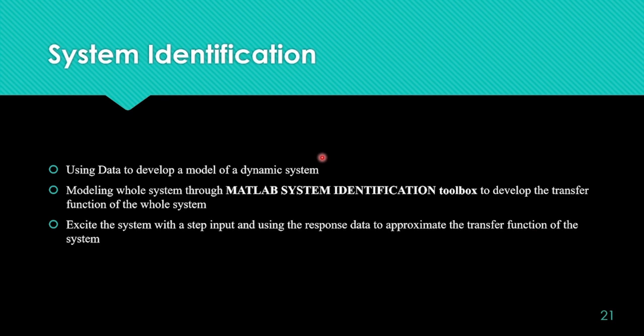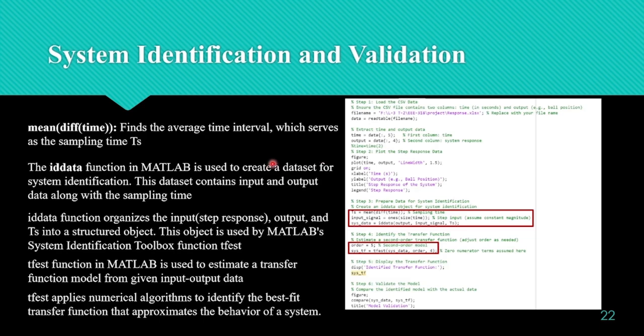Now for system identification, we use MATLAB's system identification toolbox, and for this we are exciting the whole system with the step input, and then with the step response we are approximating the transfer function of the system. Here at first we are calculating Ts, which finds the average time interval which serves as the sampling time. The iddata function in MATLAB is used to create a dataset for system identification. This dataset contains input and output data along with the sampling time. The tfest function in MATLAB is used to estimate a transfer function model from given input-output data.